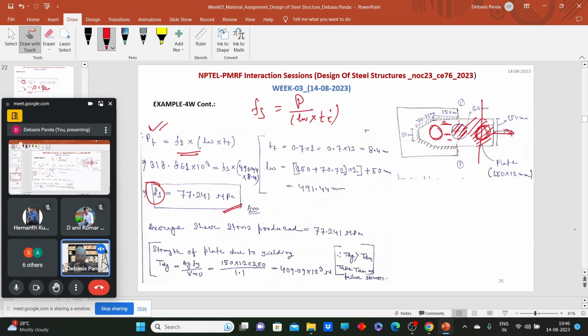So make sure when the problem statement is given, which strength should we consider for the full strength of the plate? Two things. If a solid plate is there, we consider yielding. If we make some hole, then we reduce the area. What will happen? The rupture will be the governing strength for the failure.